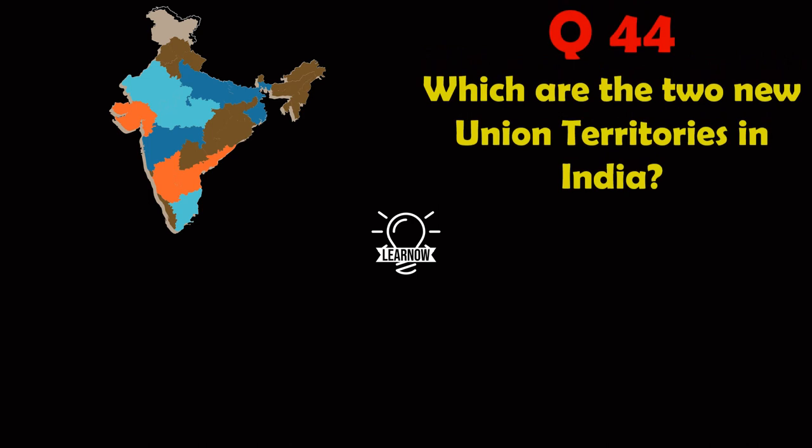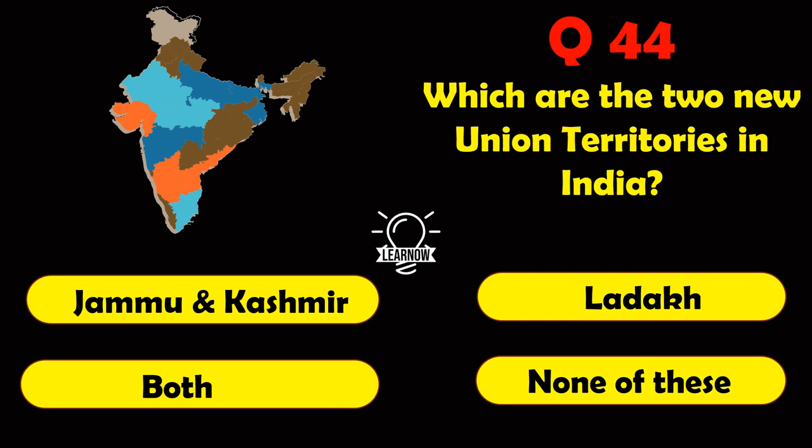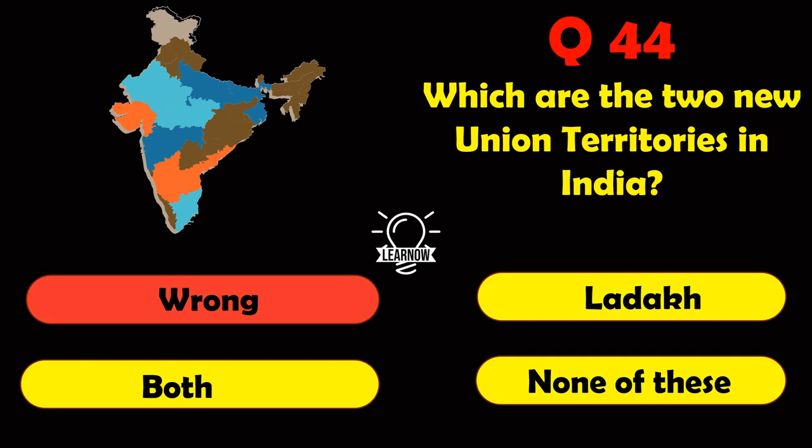Question number 44. Which are the two new union territories in India? The options are Jammu and Kashmir, Ladakh, both of them, or none of these. So we have to tell which are the two new union territories in India. Is it Jammu and Kashmir? No, Jammu and Kashmir alone is wrong. Then Ladakh alone is also wrong.